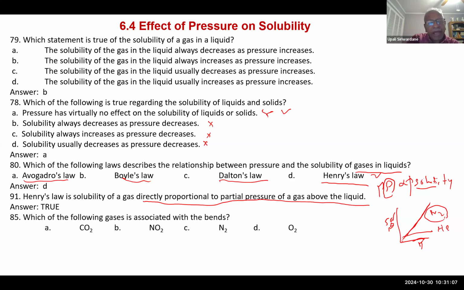So, which of the following gases is associated with the bends? Nitrogen. Normally, we don't use a high-pressure tank of ordinary air in diving. We take a tank with helium and oxygen, therefore removing the nitrogen solubility from the blood. Answer is C.